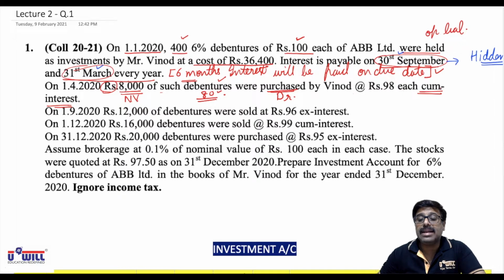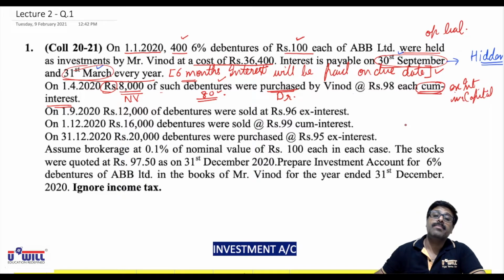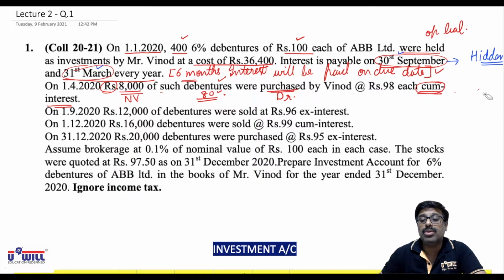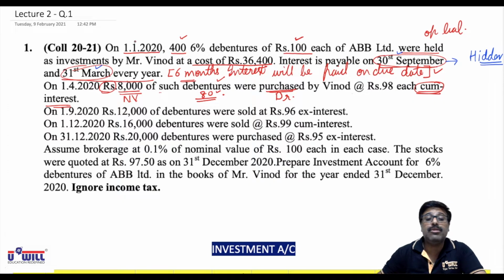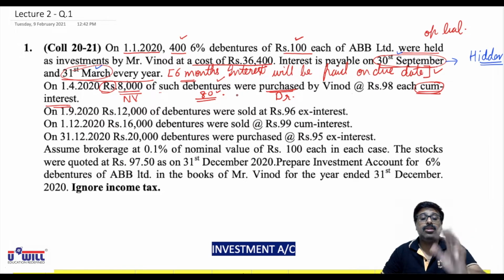At rupees 98 each, cum interest. But we have to record ex interest in the capital column. So the ex interest price will have to be found out. If the ex interest price is directly given, well and good. But if the cum interest price is given, then we are supposed to find the ex interest price, because we always have to record that amount in the capital column. I made you write it in the summary, cross check that. Ex interest price is what we have to record in the capital column.